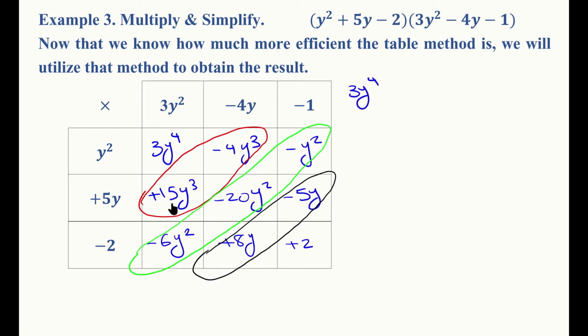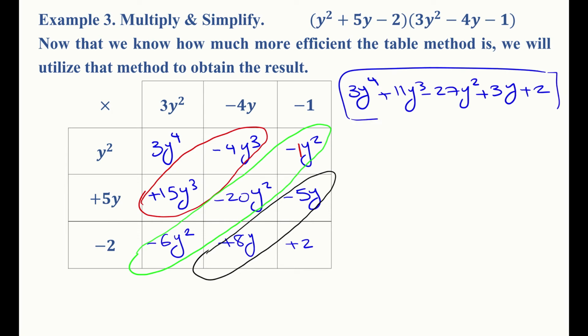These two, so we have positive 15 and negative 4. That gives us positive 11y cubed. Here we have negative 6 and negative 20. That gives us negative 26, and then minus 1. This is one many people miss, so make sure you don't forget the invisible 1. All right, so we get negative 27y squared. These two, you have 8 minus 5, so that's going to give us positive 3y, and then finally plus 2.